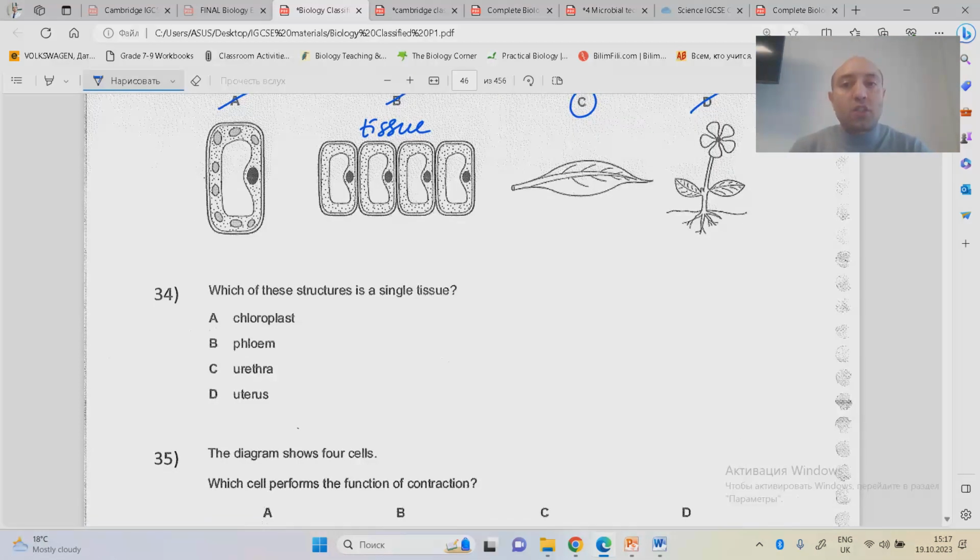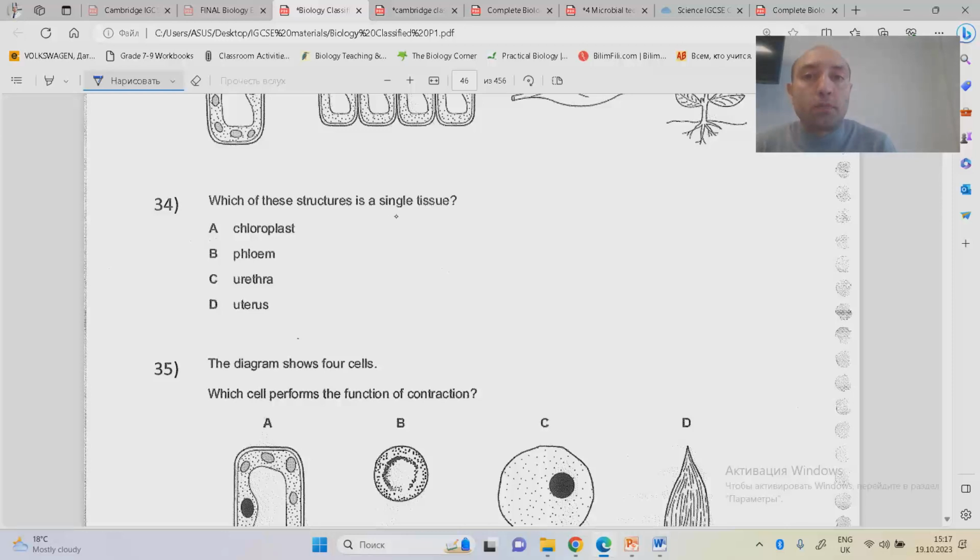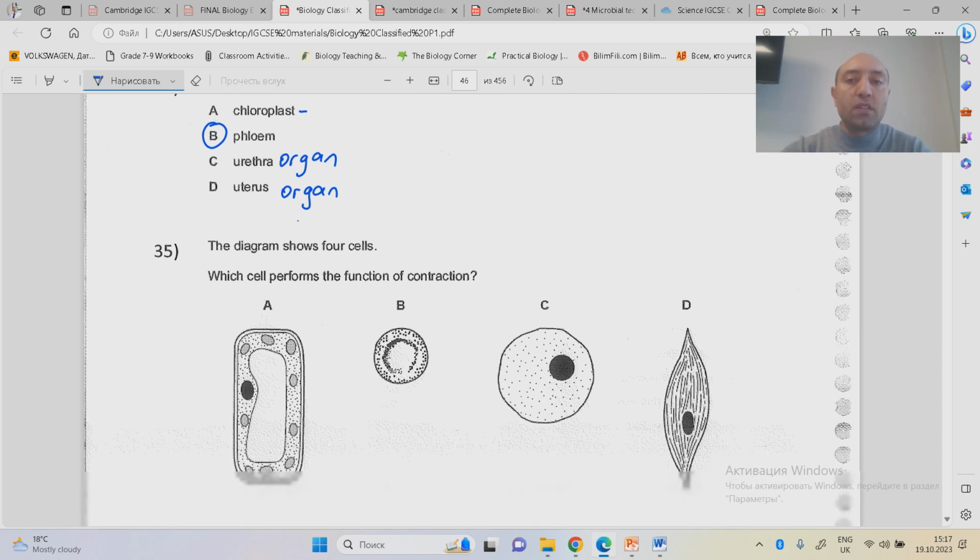Which of these structures is a single tissue? Chloroplast is just an organelle. Urethra is an organ. Uterus is also an organ. The answer is the phloem. Don't forget, guys, phloem and xylem are tissues because they are made of similar cells.